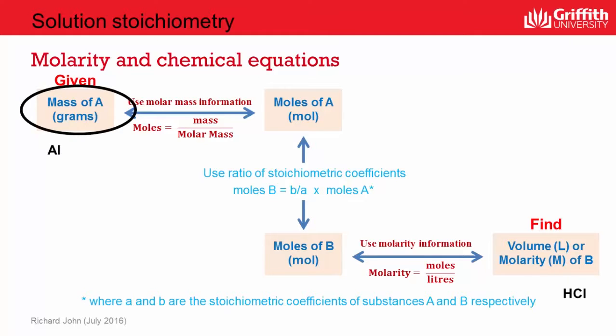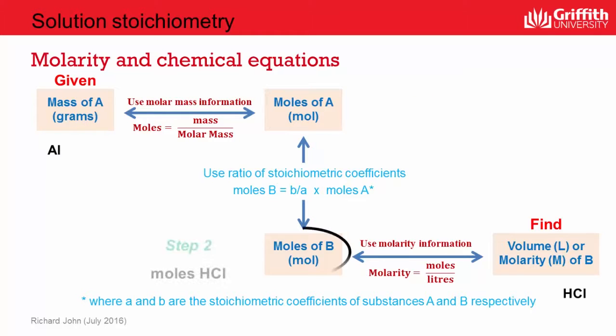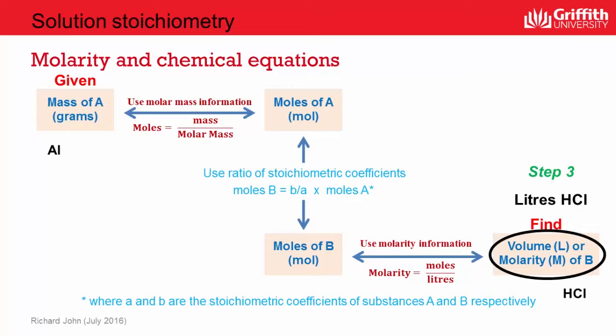So we'll start with our 15 grams of aluminium, that's the mass of aluminium, and in step 1 we're going to use molar mass information to calculate the moles of aluminium. Step 2, we're going to calculate the moles of hydrochloric acid based on the ratio of the stoichiometric coefficients in the balanced chemical equation. And then finally, in step 3, we're going to use the molarity information to work out the volume in litres of our hydrochloric acid solution.